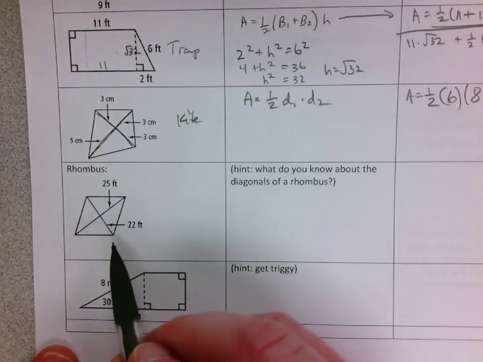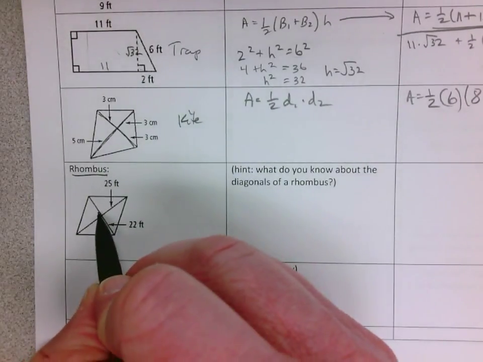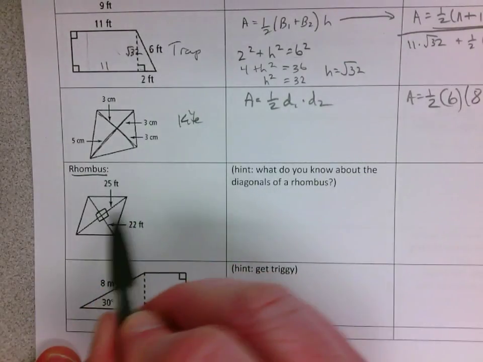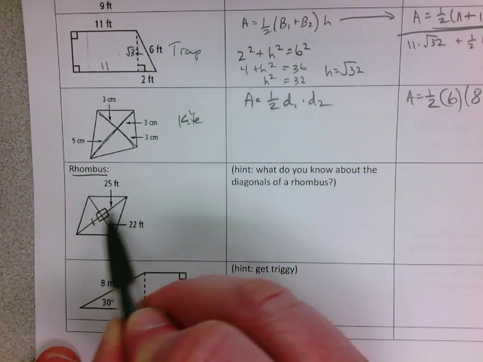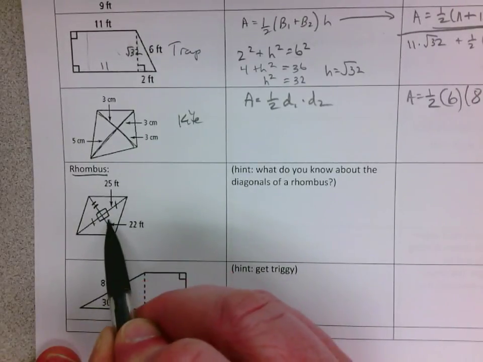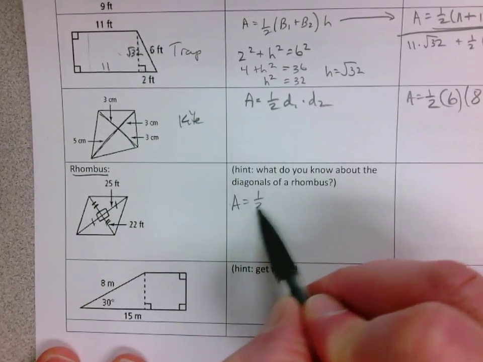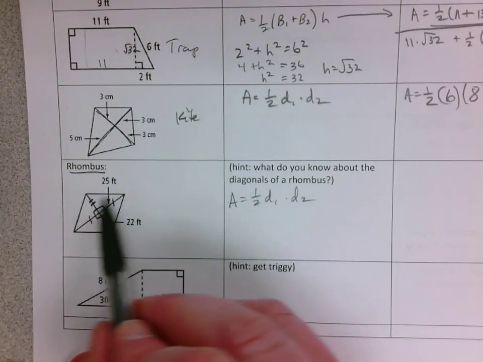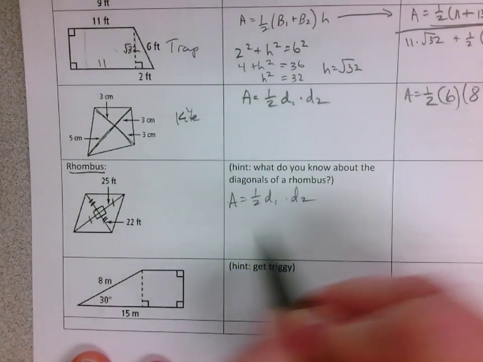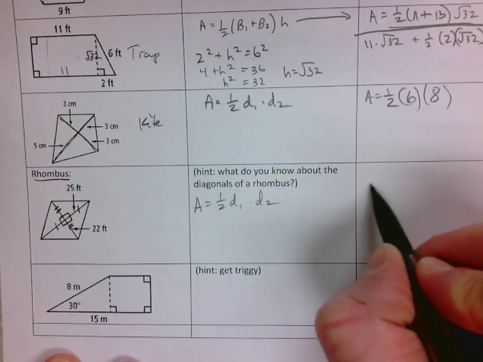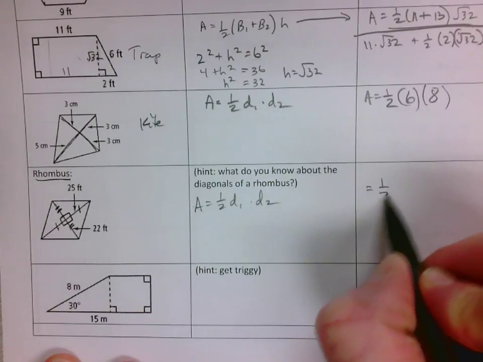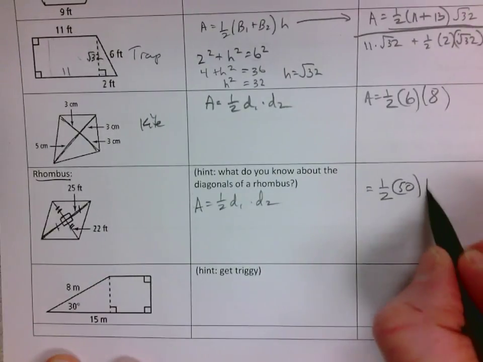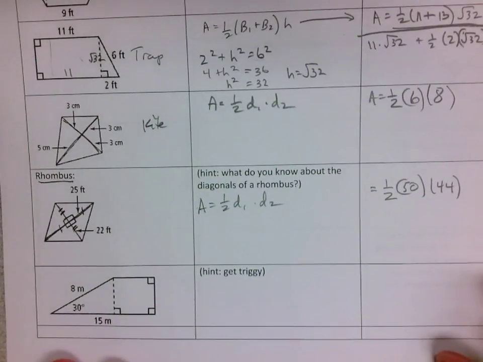When you see a rhombus, you make right angles, makes you smile. What do we know about a rhombus? We know the diagonals bisect each other and they are perpendicular. So area equals 1/2 d1 times d2. You also could find the outside of this rhombus by doing the Pythagorean theorem. We don't have to do that here. So diagonal 1 is 50. Diagonal 2 is 44. Notice I had to add those together to get the full distance across.